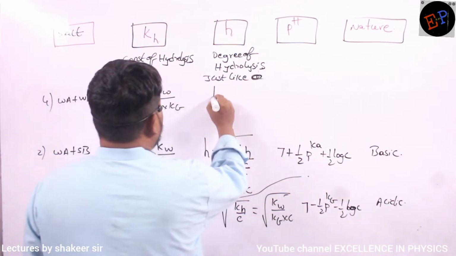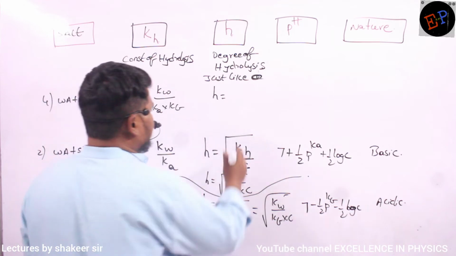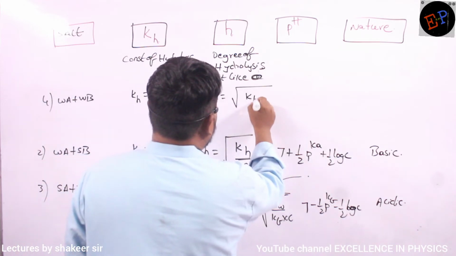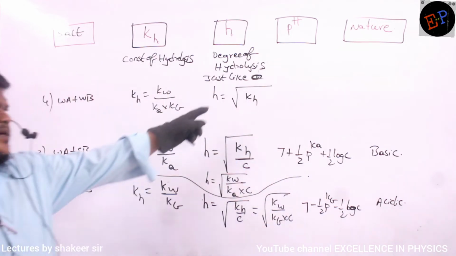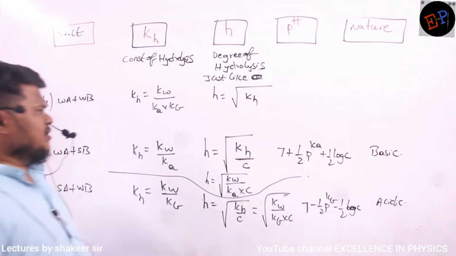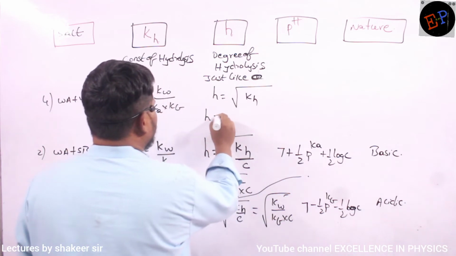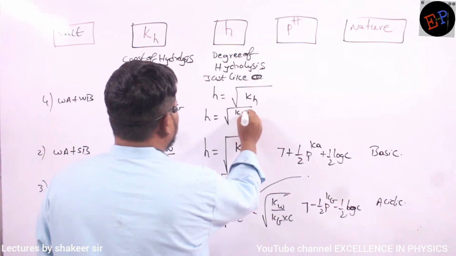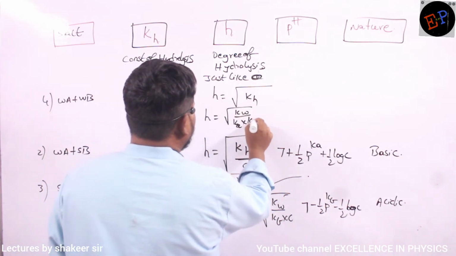So therefore, for the h value here there is a different formula. h is equal to just root Kh, that's it. Previously we wrote Kh divided by C, no? Here you will not get any C. Are you able to understand? So therefore the h value will be the square root of Kw divided by Ka multiplied by Kb, that's it.